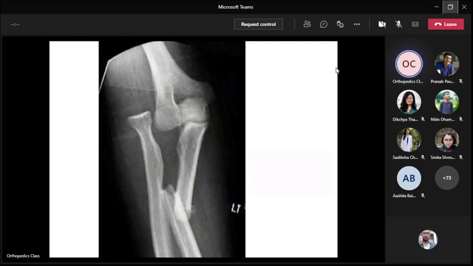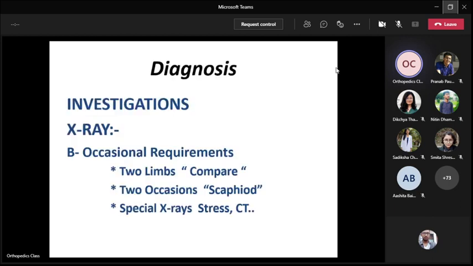So you have to look for the distal radio-ulnar joint also. So that's why the rule of two is always followed. Two views, two joints, two occasions. Sometimes it is important.